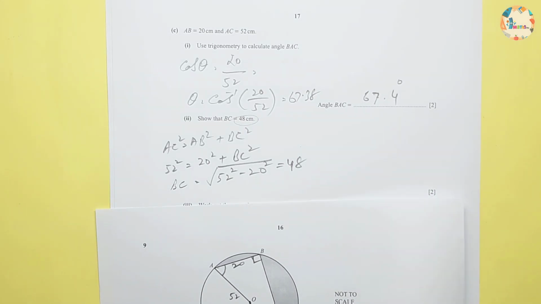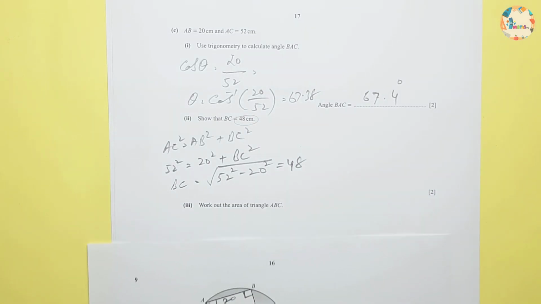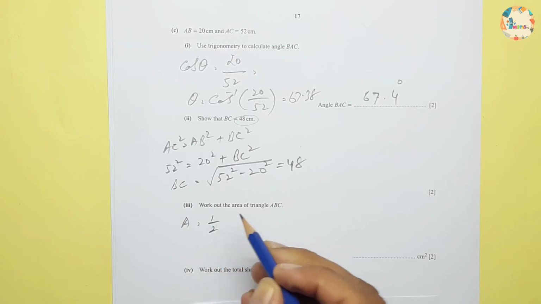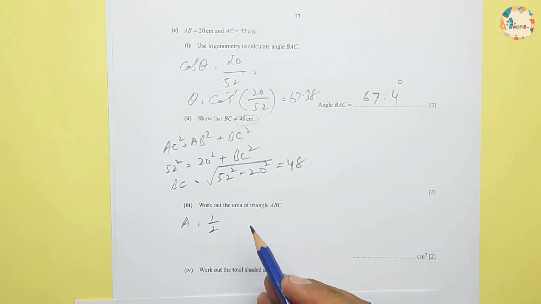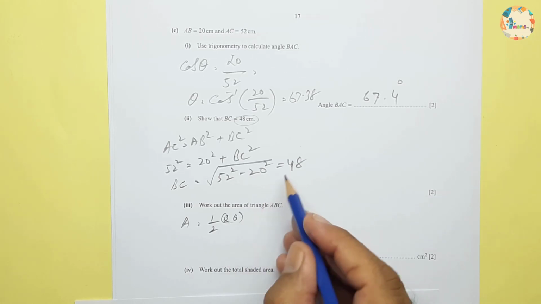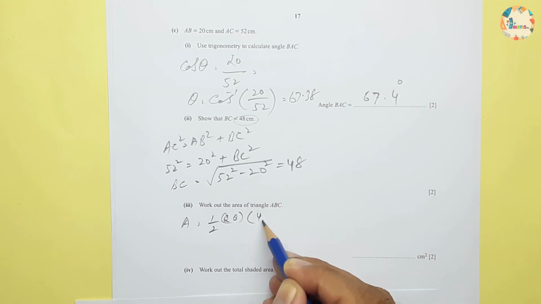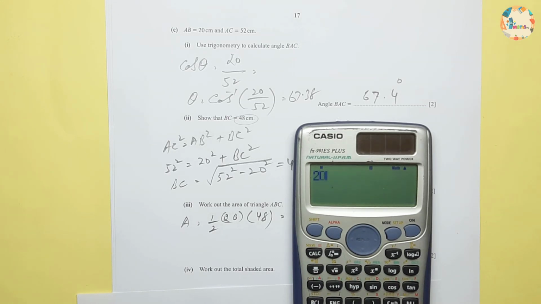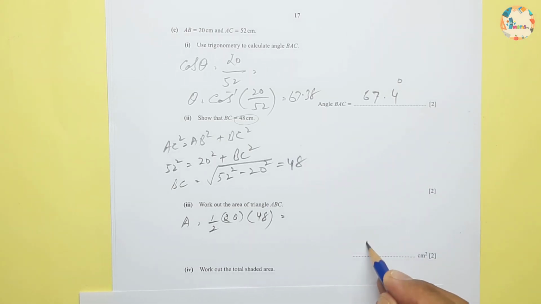Then next, third part, work out the area of the triangle ABC. So we can apply the formula for area, 1 by 2 into base into height. Base is what? Base is 20 and height is how much? Height we calculated over here, which is 48. So this will be equal to 20 multiplied by 48, divided by 2, which is equal to 480. So area will be 480 centimeters squared.